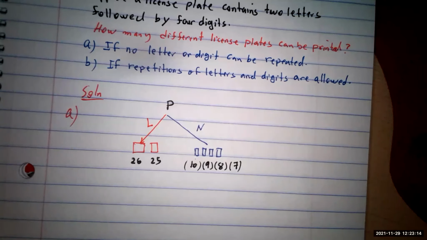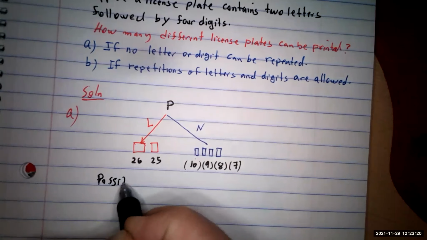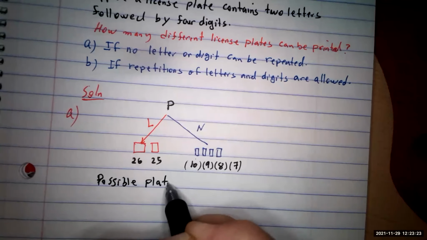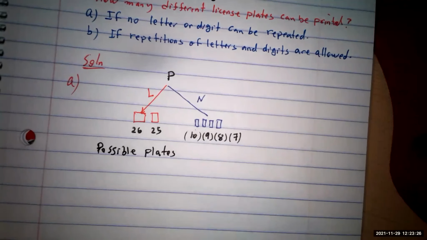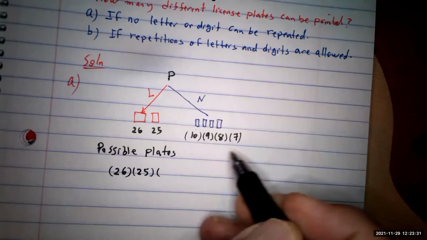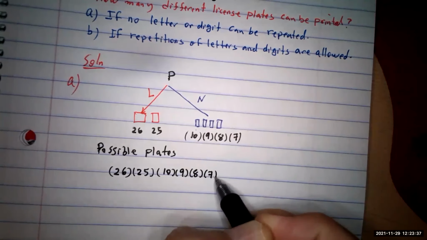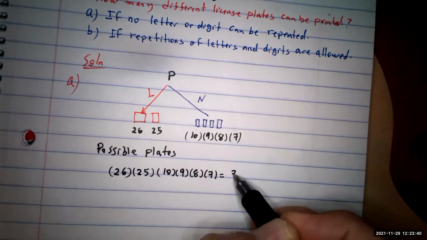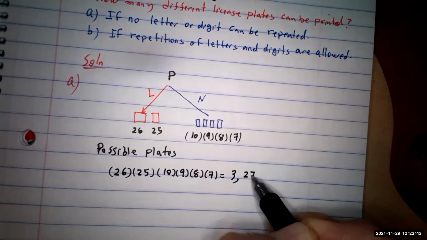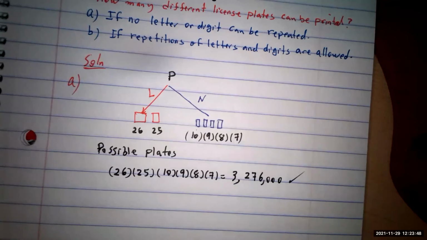So by the multiplication rule, the possible plates that can be made are going to be 26 times 25 times 10, 9, 8, and 7. Put them together, that is quite a lot: 3,276,000 plates for the first part by the multiplication rule. Any question? Just make sure that you don't miss those types of ideas that we have.